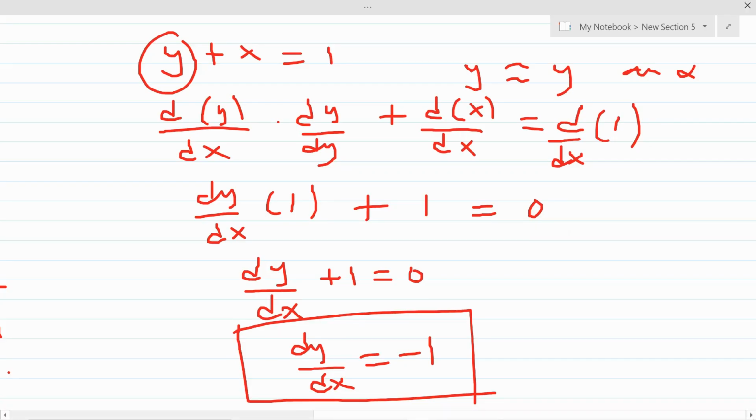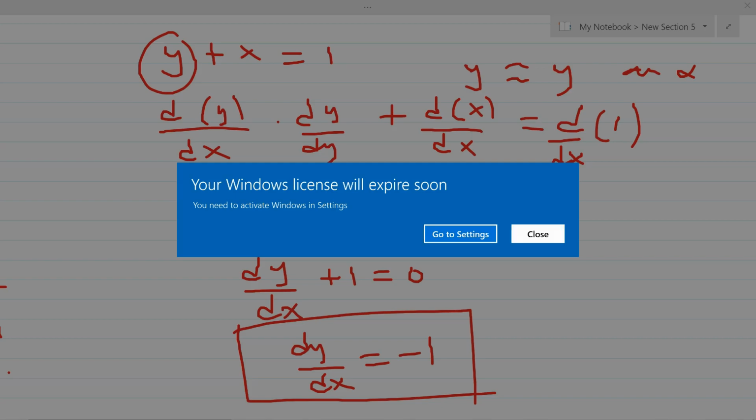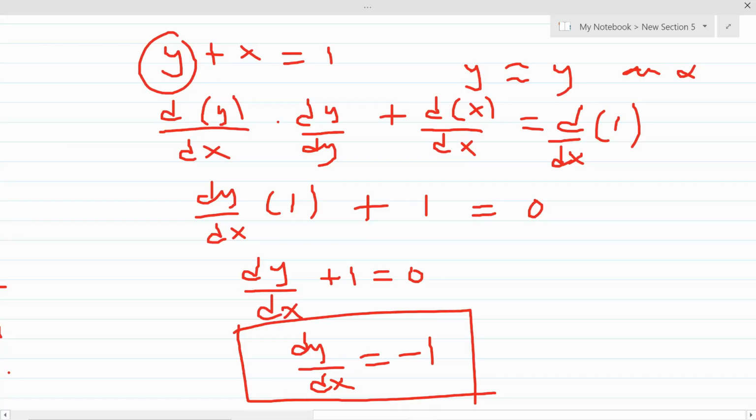Okay, now let's take a more complex one and solve it, for us to gain more understanding. If you solve more questions, you gain more understanding. So let's say you have something like this, yx plus 2x equals 0. Okay, and I want to differentiate this.